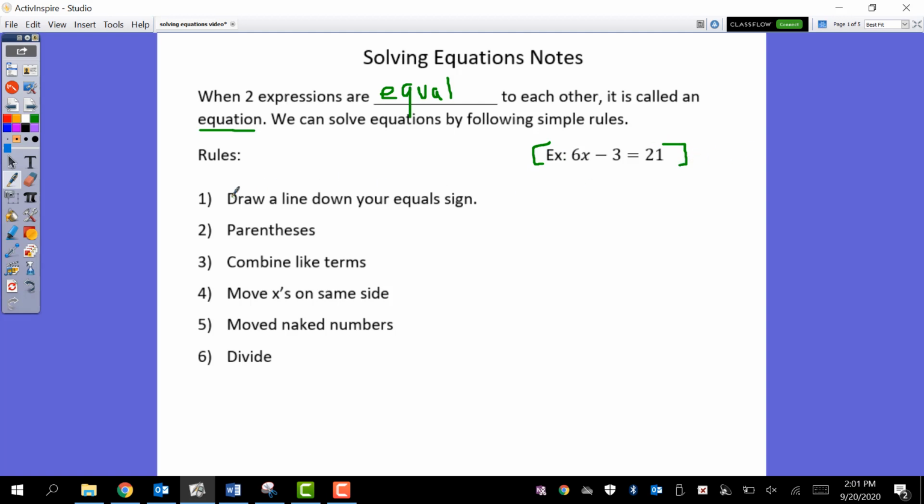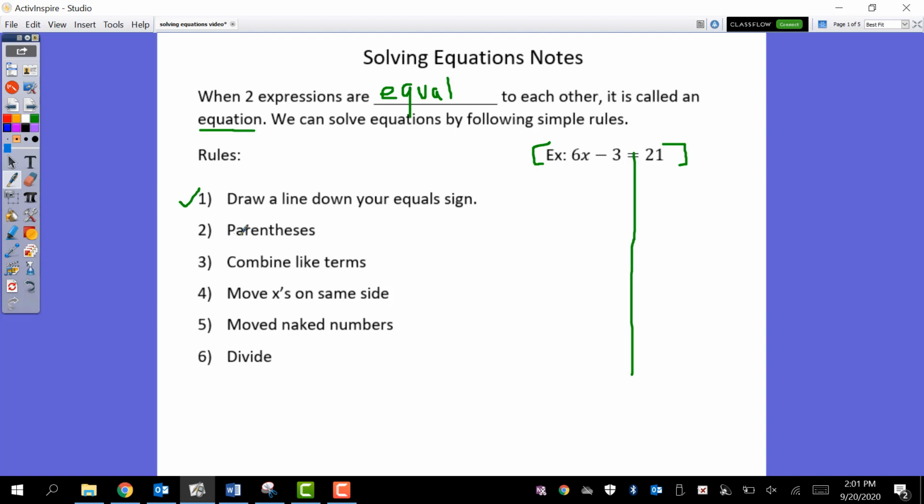So here we go. The first thing we're going to do is draw a line down our equal sign, because obviously there's going to be two sides of the equal sign. So there's the left side and the right side, and we want to make sure that we don't start mixing things together that are on different sides. So we draw the line to make it nice and clear which is which. So draw the line, check.